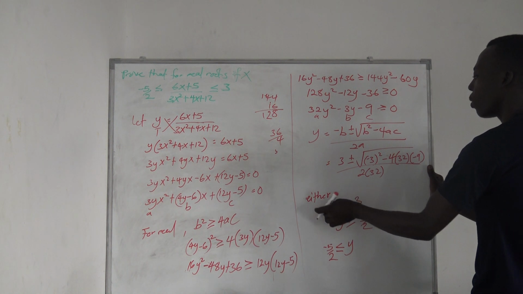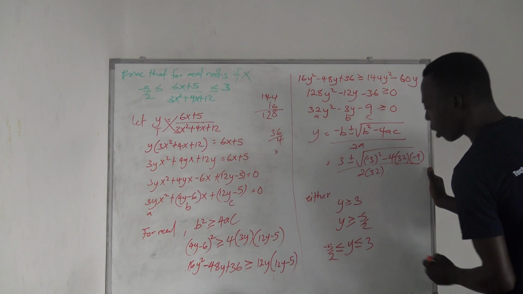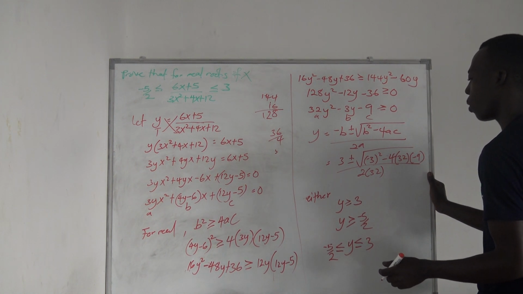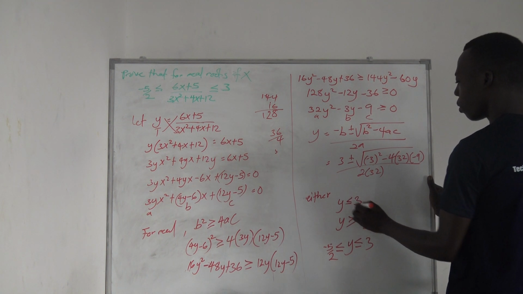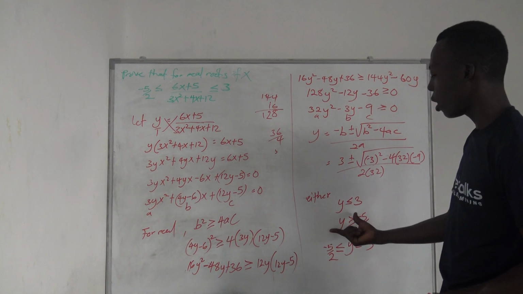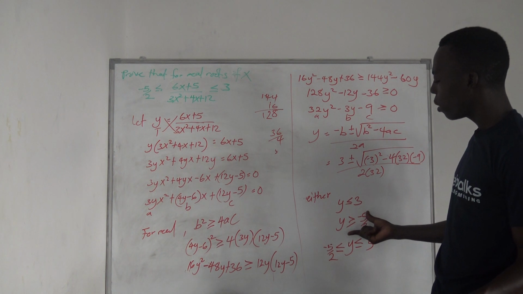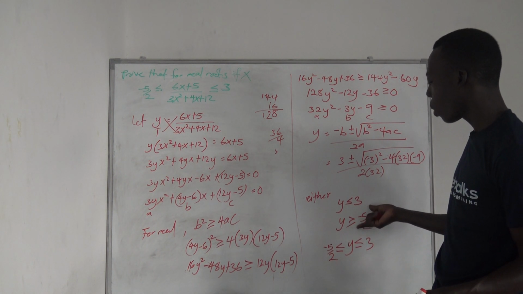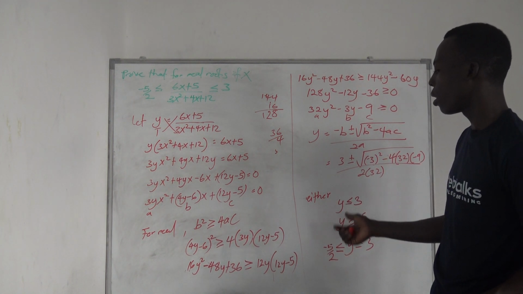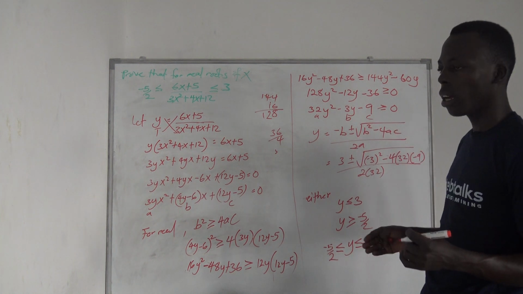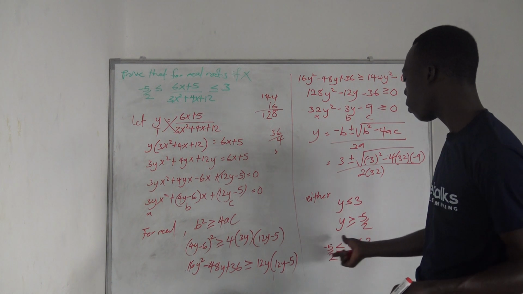Also this one is going to change, so it will be 3. So this one must be less or equal. That means the value of y is greater than negative 5 out of 2, but also it is less than 3. That means it is between negative 5 out of 2 and 3. So that is what we have written here.